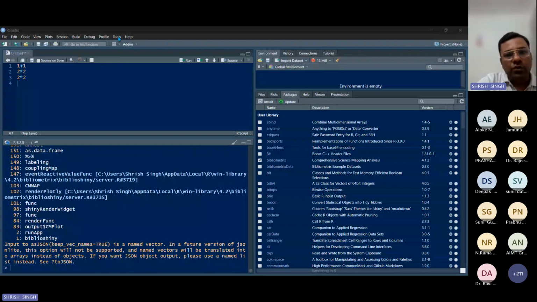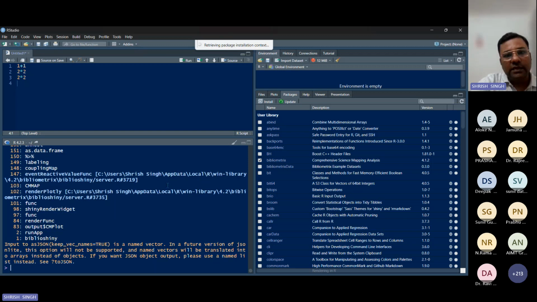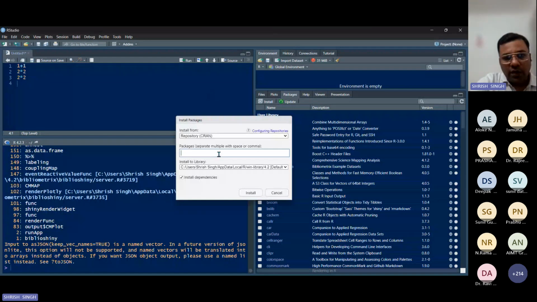So you have to go to Tools, and here you will find one basic Install Packages option, right? So you have to click on Install Packages. It will open one window, and here the repository CRAN will be auto-filled. There's no need to change it. What you have to do is write the package name in this particular box. So what will you write? You will write bibliometrix.